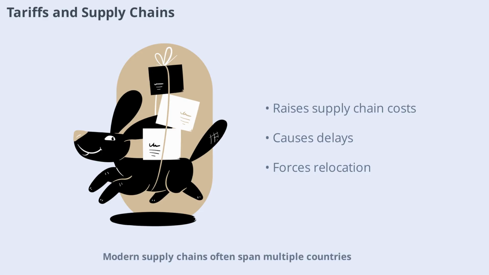Modern supply chains often span multiple countries. Tariffs can disrupt these networks by increasing costs and causing delays. Companies may need to find new suppliers or relocate production to avoid tariffs, which can be costly and time-consuming.